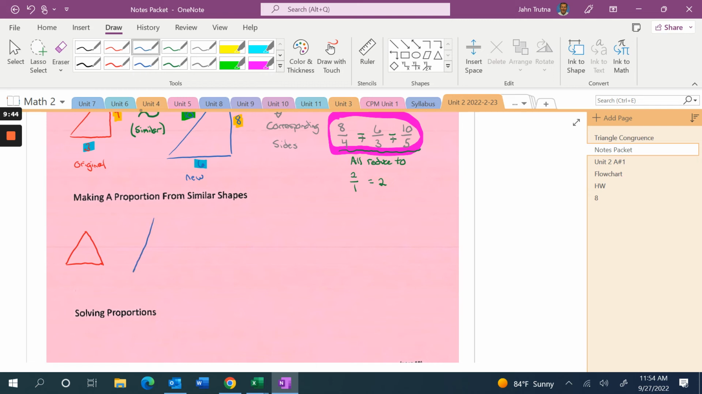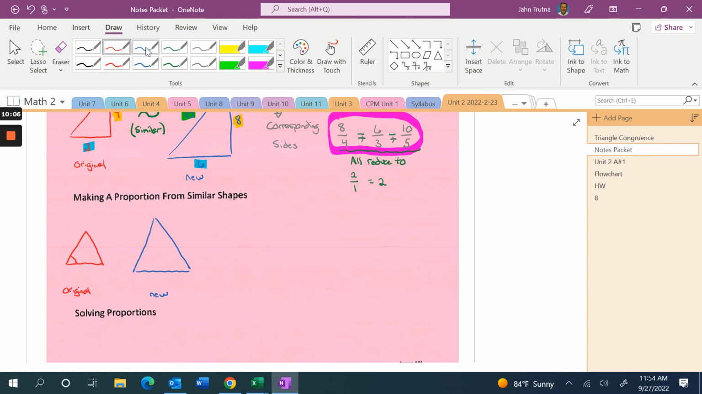Okay, so here's my red shape. Here's my blue shape. My blue shape is going to be my new shape. My red shape is going to be my original shape. So remember, when we write ratios, it's always the ratio of the new shape to the original shape. And now I'm going to give you some information here about the angles.